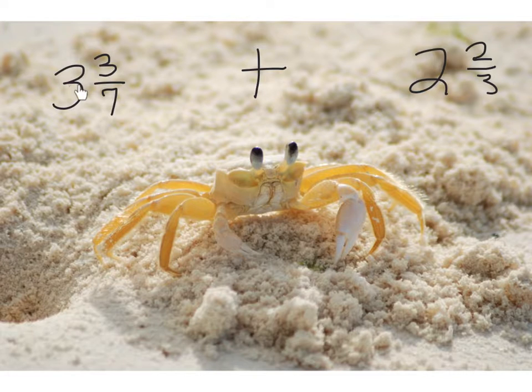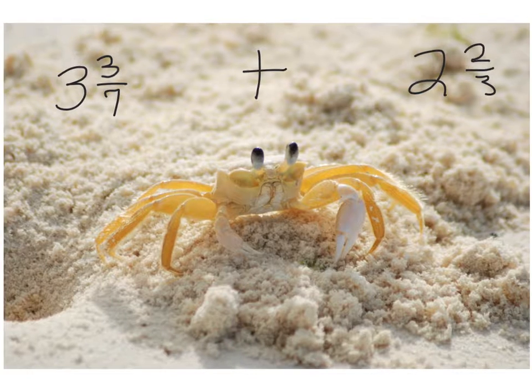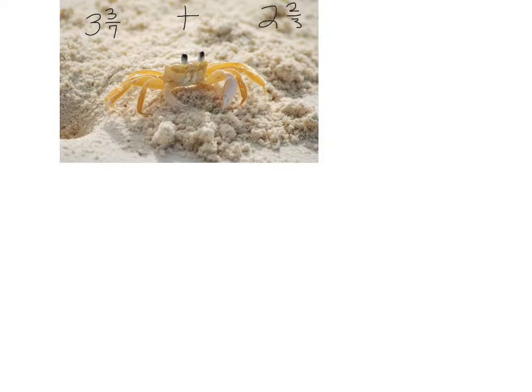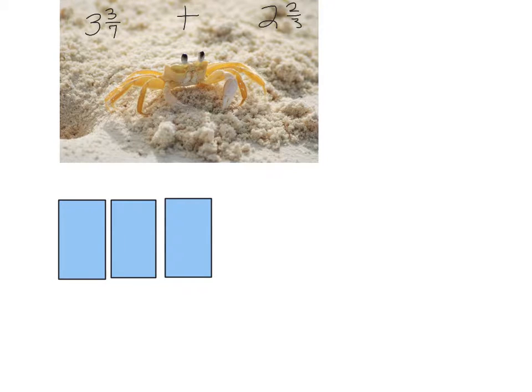So we are adding 3 3/7 to 2 2/3. So the very first thing I want to do is go ahead and create my fraction boxes. And I have 3 holes here. So I'm going to make one, then a second one, and then a third one here, and that represents the 3.